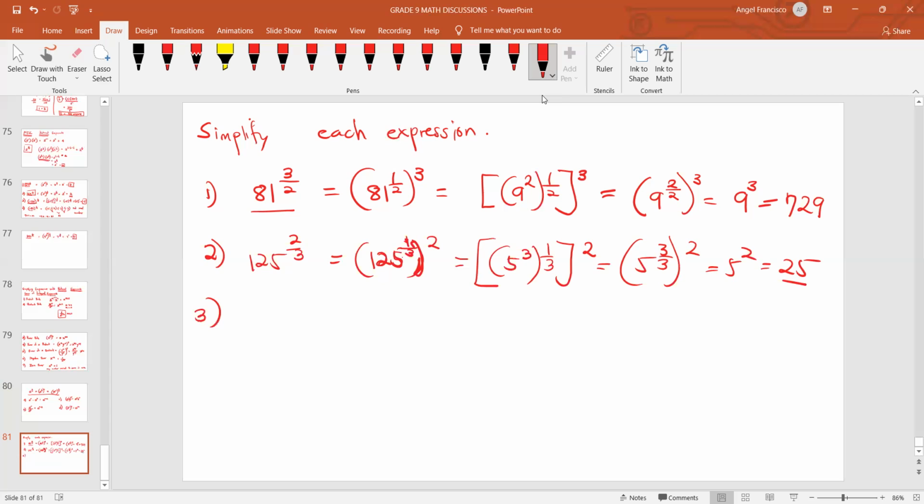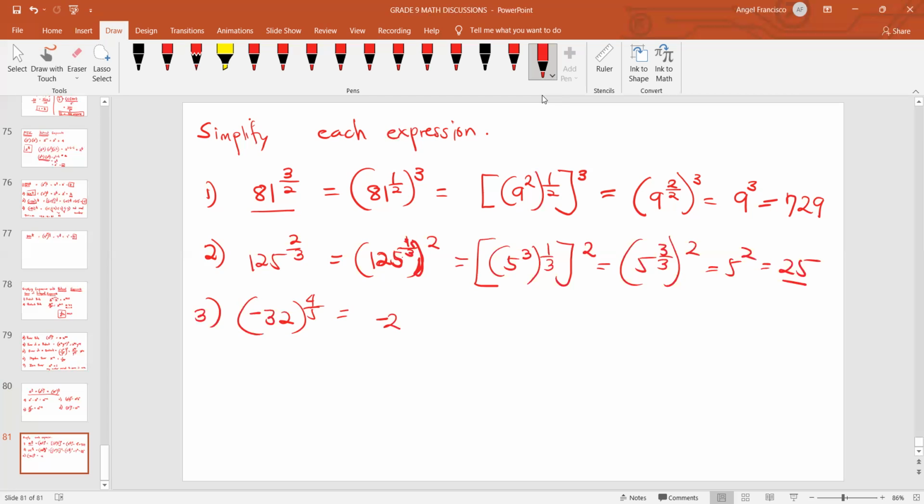Another example, okay? Negative 32 raised to the power of 4/5. So we can see that negative 32. Kunin natin yung prime factorization. Makikita natin na 2 ang pinaka-prime factor nito na pwede nating gamitin. So, we can say negative 2, right?